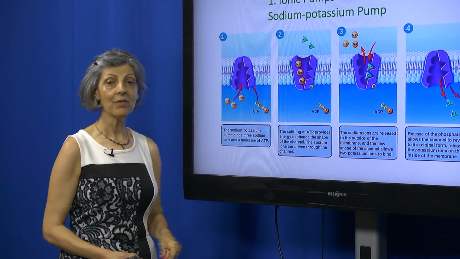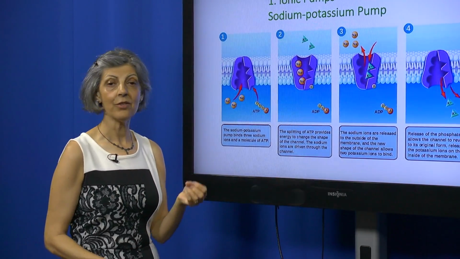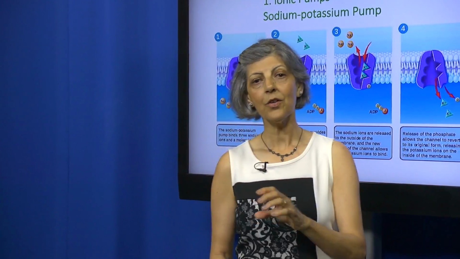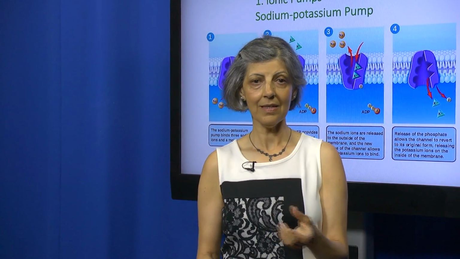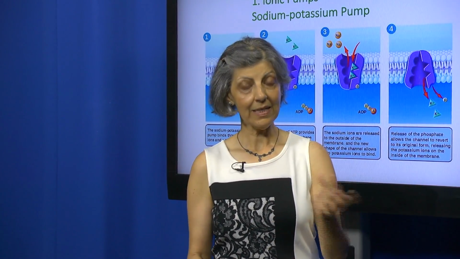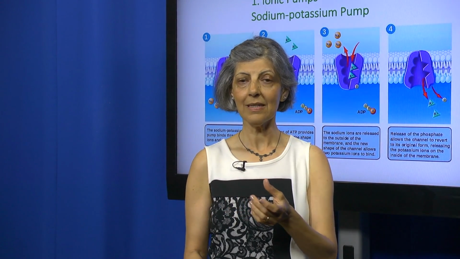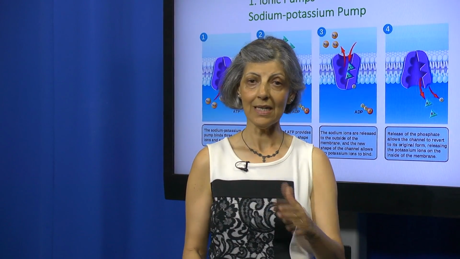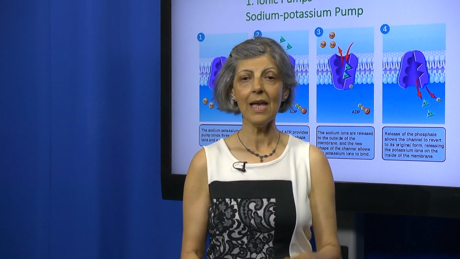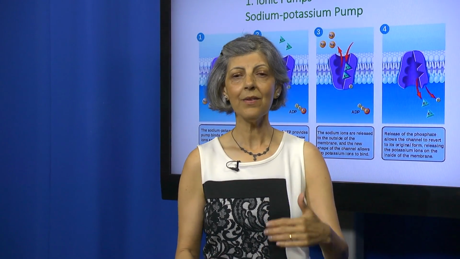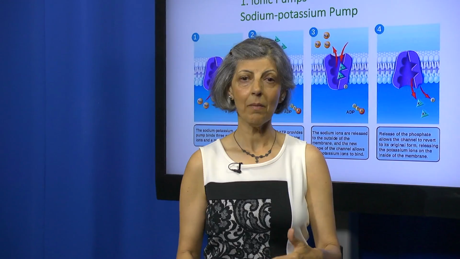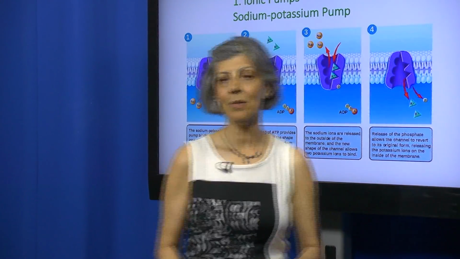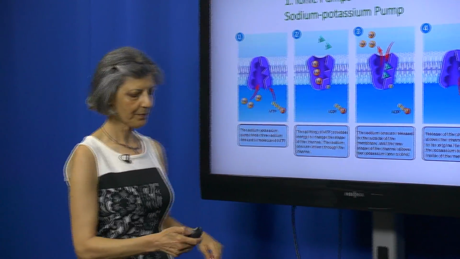Now, this pump is very active in certain areas of the body where excitation occurs along nerve and muscle cells. When a signal comes to a nerve or a muscle cell, sodium will go in the cell, potassium will leave the cell in a certain sequence, and we have to bring the normal concentration back again. Who does this? Our sodium potassium pump.